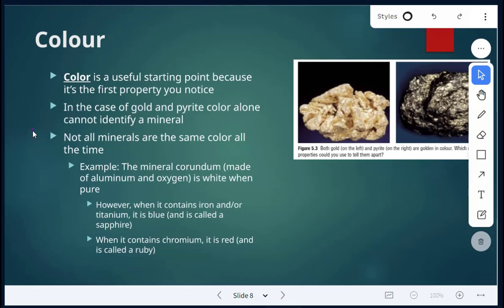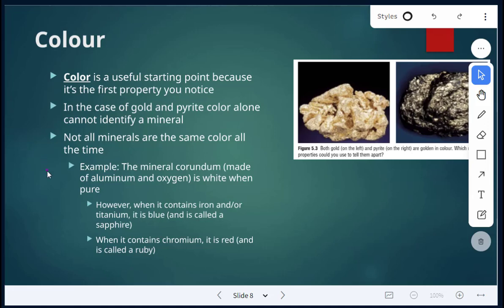Next is color. Again, another property you can use. It's a useful starting point. Okay, it's the first property you'll notice is its color, but you can't identify based on color alone. So like here, gold is on the left, pyrite is on the right. They're both golden color, but that's not enough to tell them apart. So not all minerals are the same color all the time. That's another point to note.